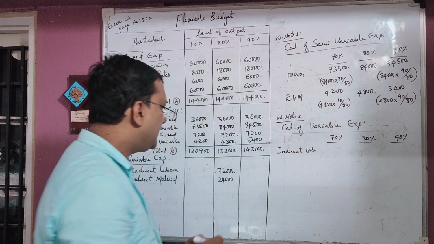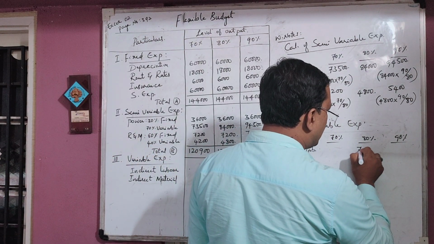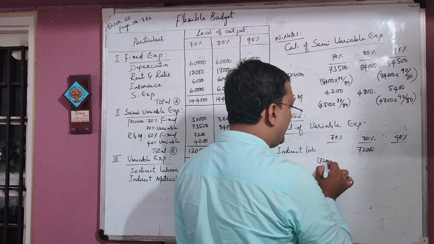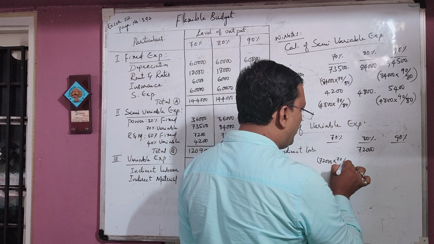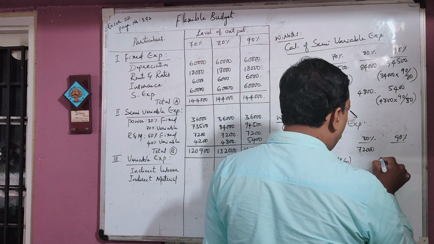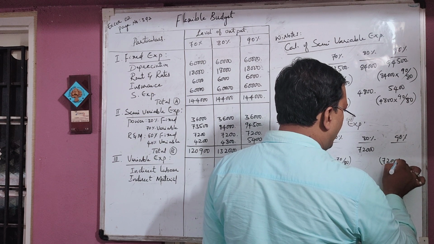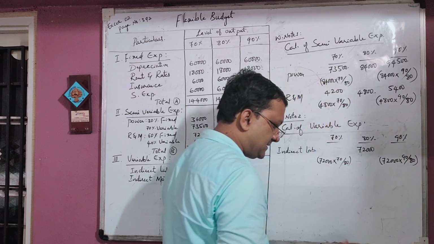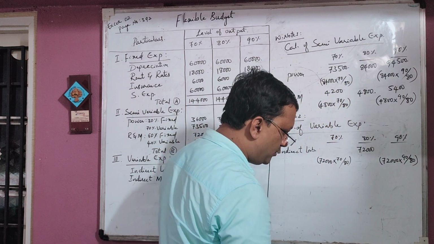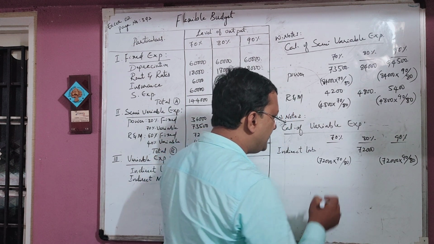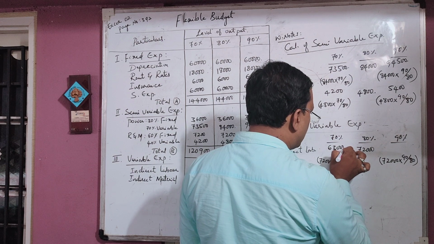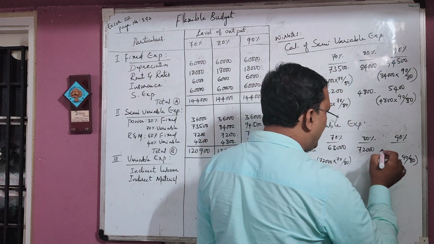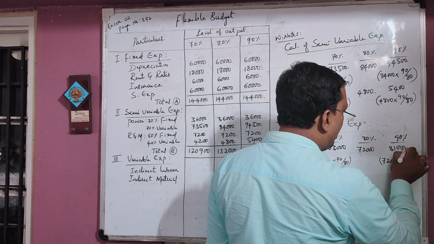Then indirect labor, the given is 72,000 for 80%. If it is 72,000 for 80%, what do we want? 70 out of 80; the base is 80. So 72,000 into 70 divided by 80 comes to 63,000. Again, 72,000 into 90 divided by 80 comes to rupees 81,000.